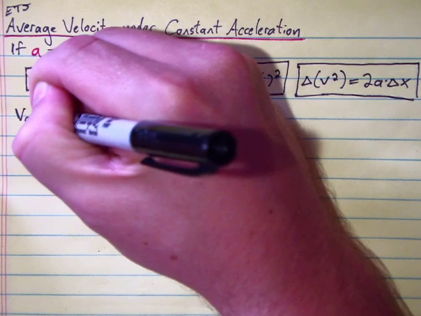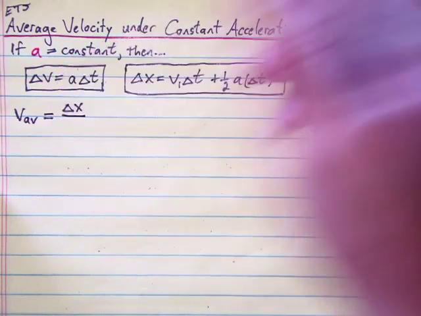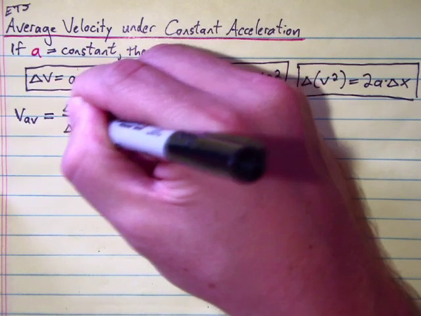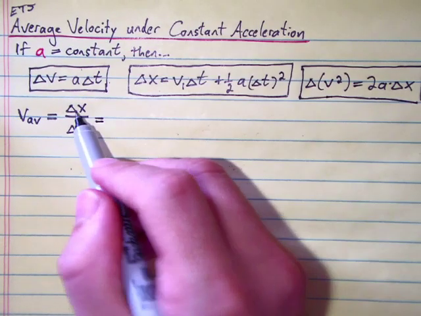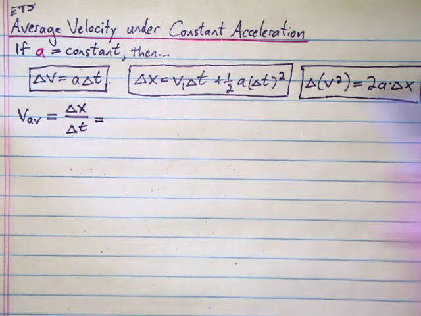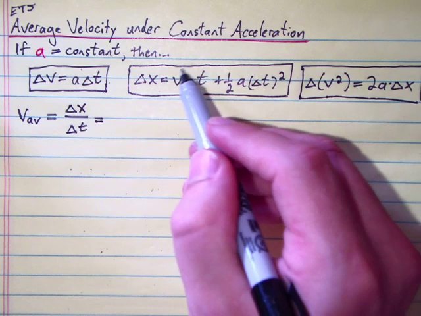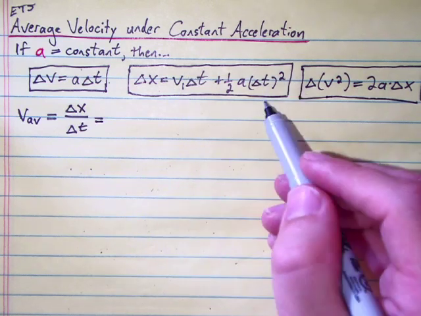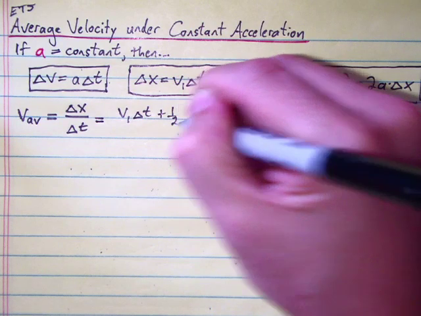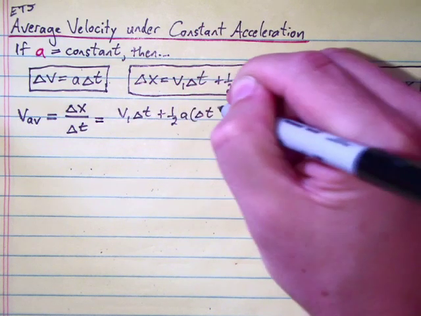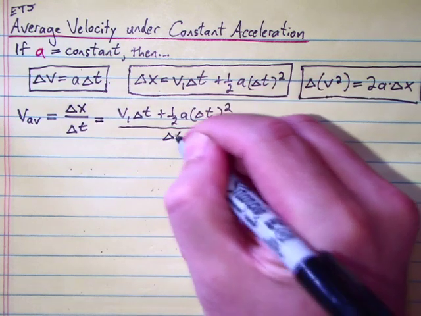All right, so by definition, the average velocity between two events is given by the change in the position, that is to say the displacement between the two events, divided by the time interval between the two events. Okay, well, the displacement is given by this expression right here if the object is moving under constant acceleration. So for my numerator, I can replace delta x with everything on the right-hand side of this equation. So my numerator becomes v1 delta t plus 1/2 a delta t squared, and my denominator is still delta t.